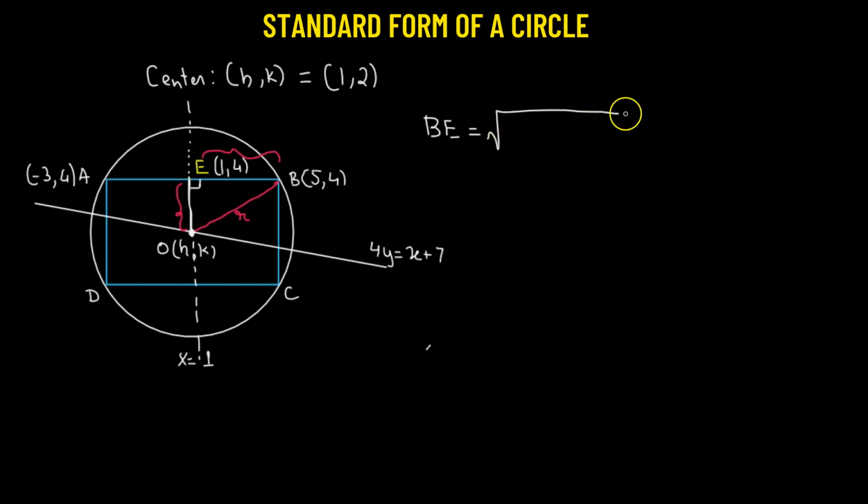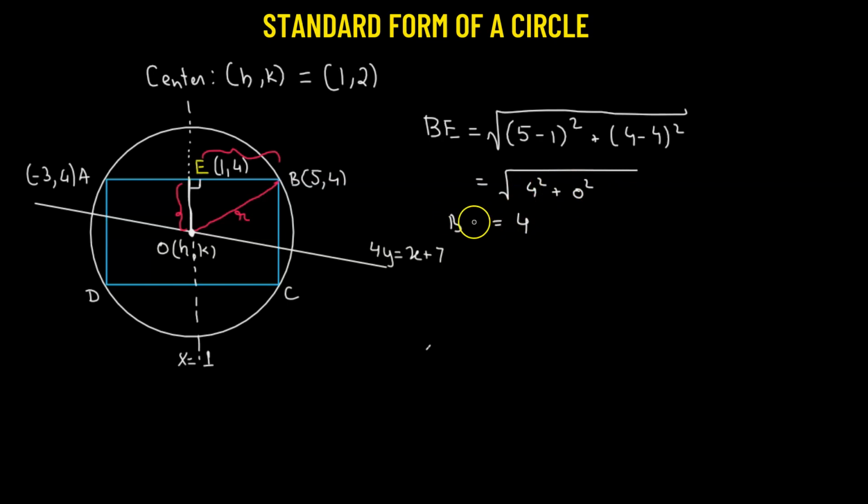That's nothing but the square root, and within the square root we first take the difference of the x coordinates, that's 5 minus 1, square the result and add it to the square of the difference of the y coordinates, so 4 minus 4 whole squared. Solving this, 5 minus 1 is 4. So we have 4 squared plus 0 squared, and we get the value of BE as 4 units. Fine. Now we have the value of BE.